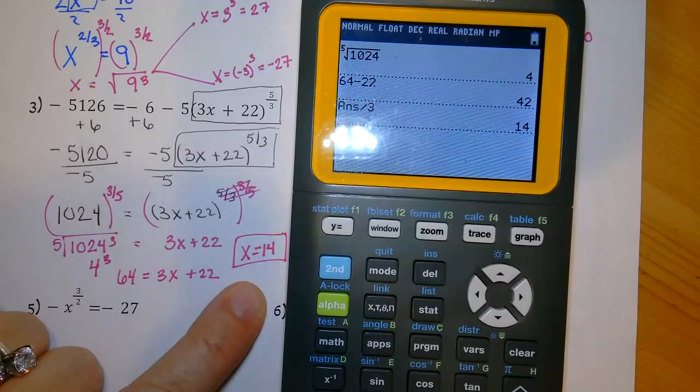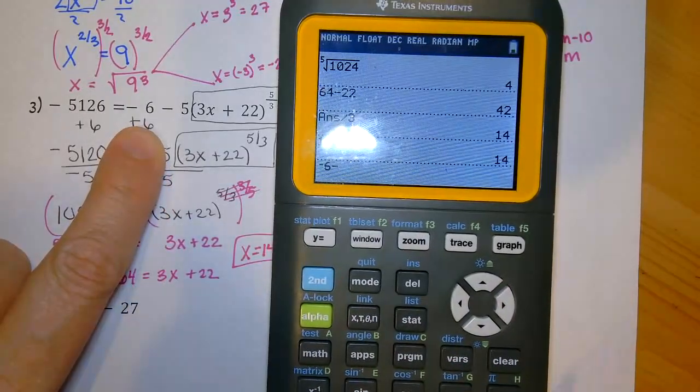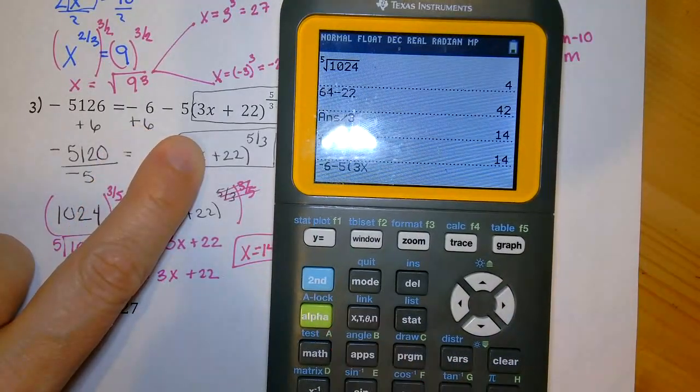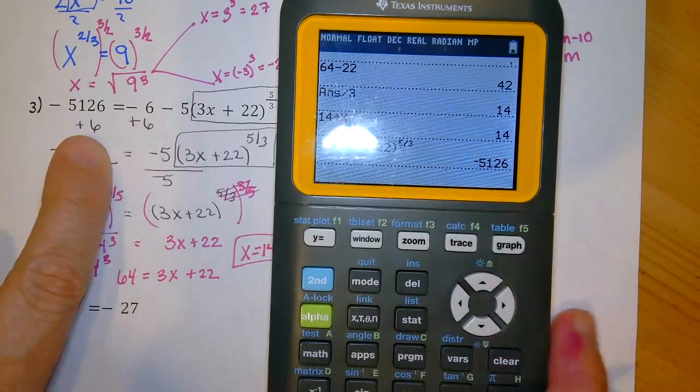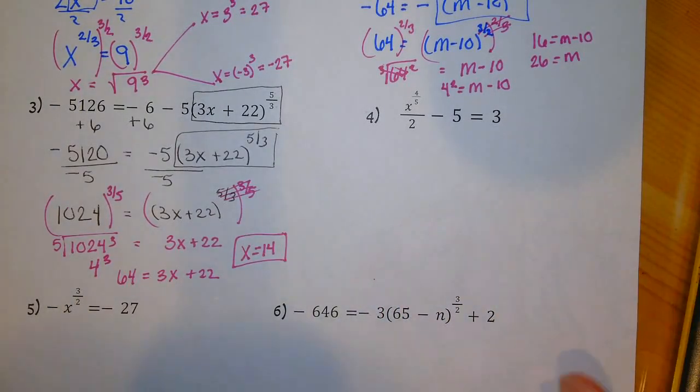And before I commit to that, I better make sure it's not extraneous. I'm going to take that 14 and substitute it in. And it checks out. All right, let's take a look at 4. And again, remember, if you're doing this at home because you missed class or you just need review, pause it when you need to, try it on your own, and rewind if necessary.